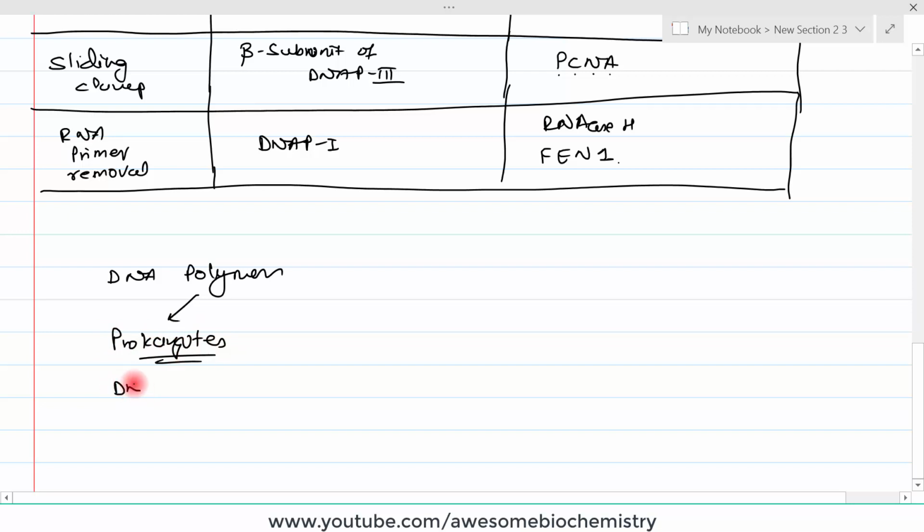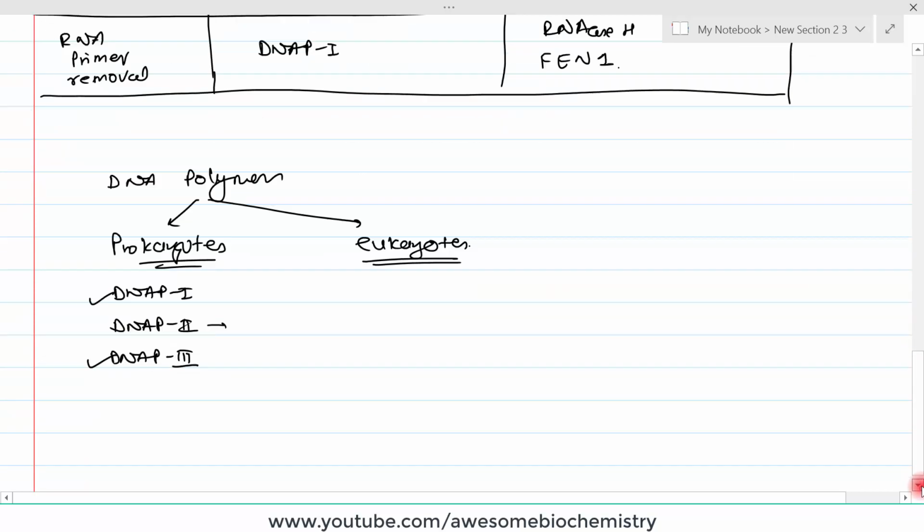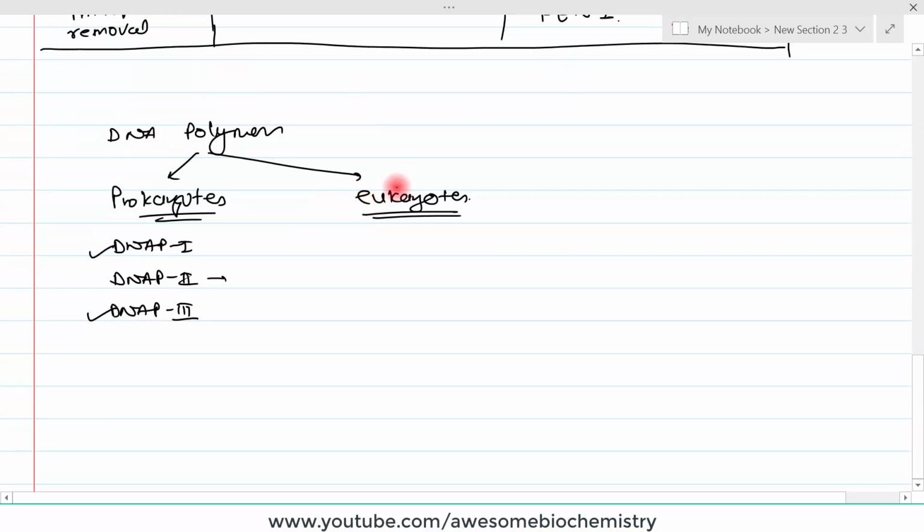In prokaryotes, we had seen that we have DNA polymerase 1, DNA polymerase 2, and DNA polymerase 3. Out of these three, we had seen DNA polymerase 1 and DNA polymerase 3 in action. We had not discussed DNA polymerase 2. We will discuss this in future videos. In the case of eukaryotes, there is a different naming system for the eukaryotic DNA polymerase.